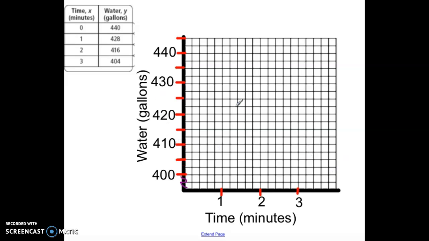Next we get to plot our points. So 0, 440 is going to be way up here, because I'm going over nothing but up 440. The next one will be 428, which is going to be right below 430. Now notice this is 425 right here, so 428 is going to be somewhere up in here. Okay, so I have plotted all of the points. This is what your answer should look like.